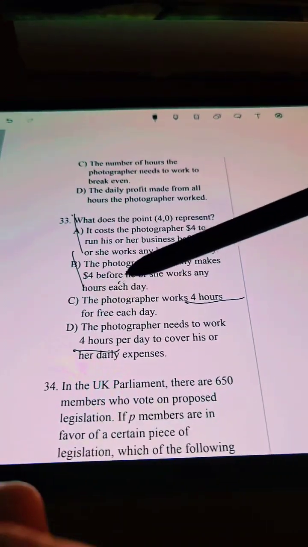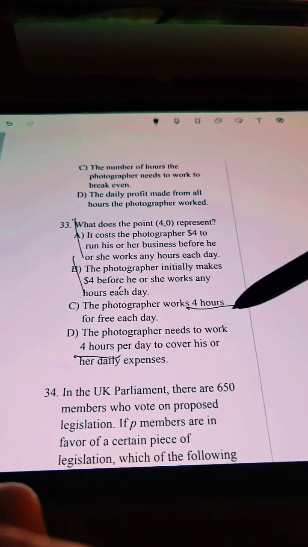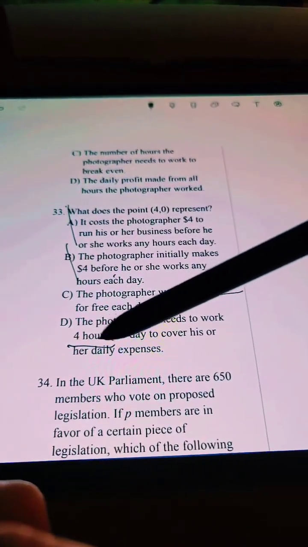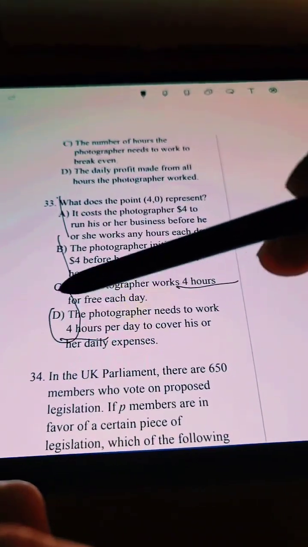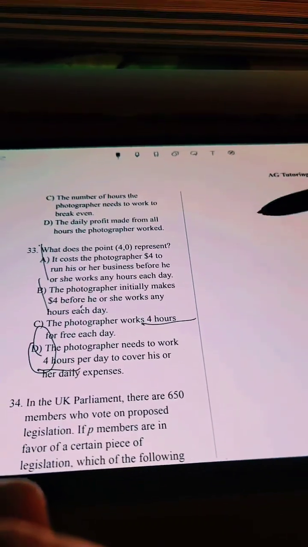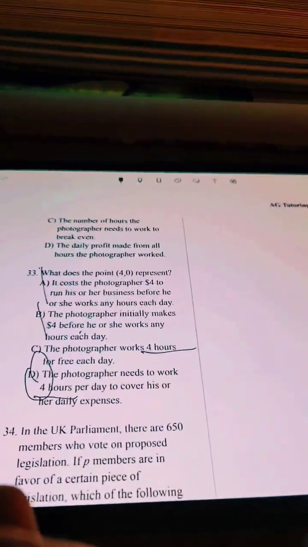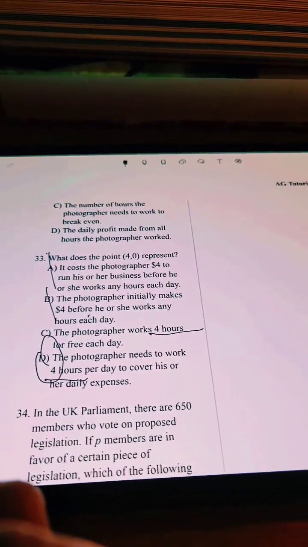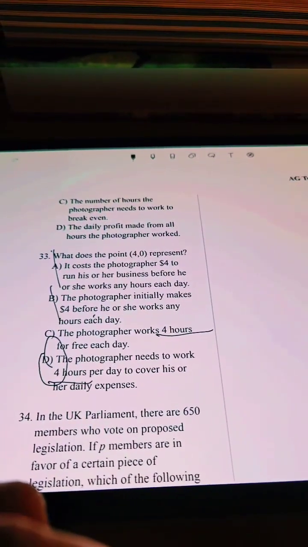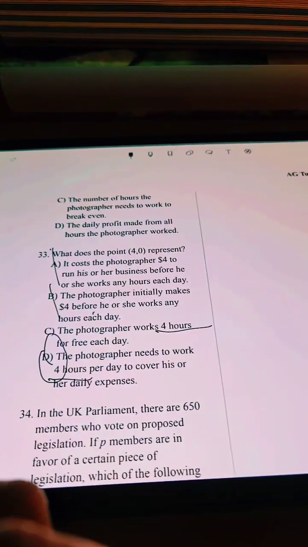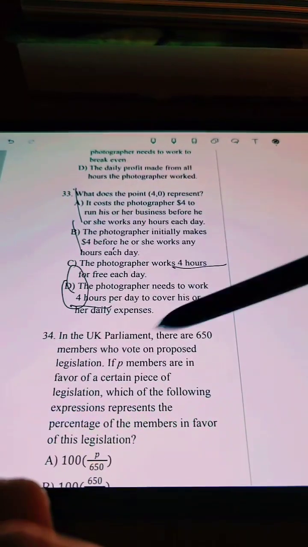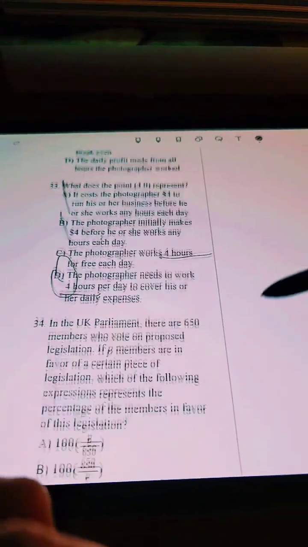4 hours. And then, so let's see. The photographer works 4 hours for free each day, or the photographer needs to work 4 hours per day to cover his or her daily expenses. It's D. Even though the profit is zero, that doesn't mean that they're just working for free. It's that they have those expenses that they need to cover, like maybe the rental equipment or whatever. That's why they're at the negative 20, because that's all going to cost them. Their expenses are like those $20. And then they have to work those 4 hours in order to have a zero daily profit, where they're not in the negatives anymore, basically where they're breaking even.